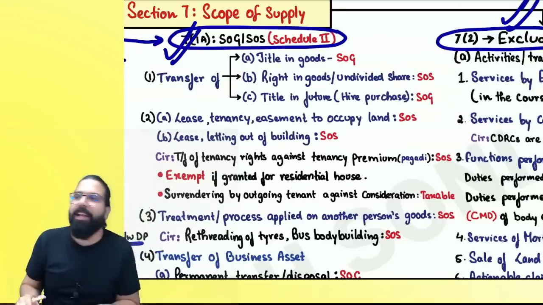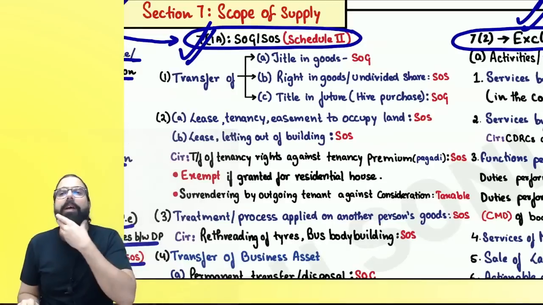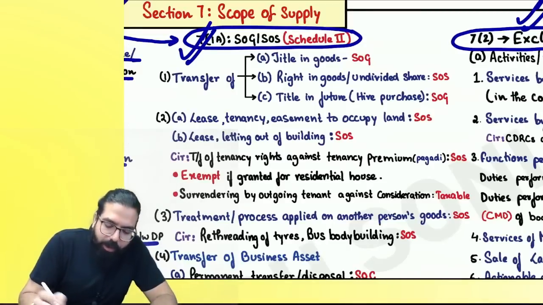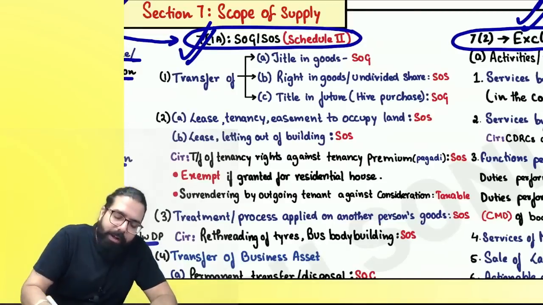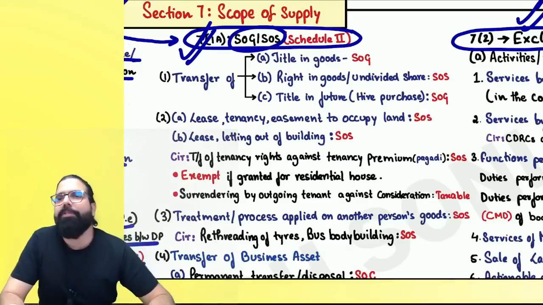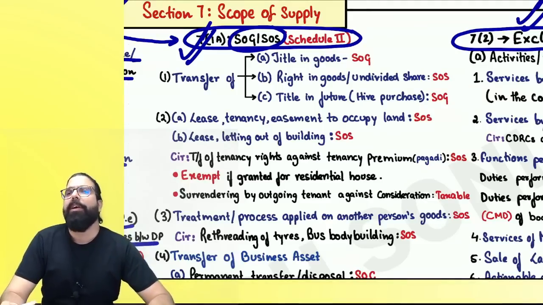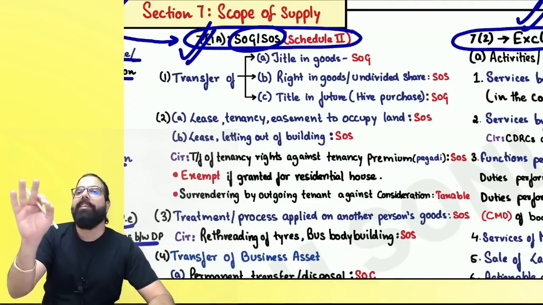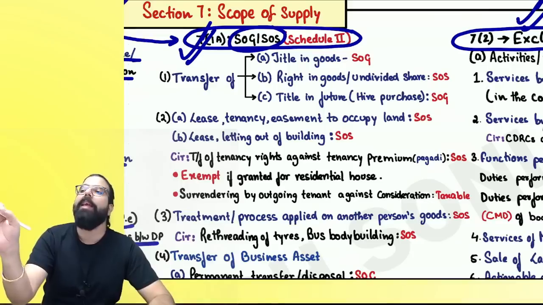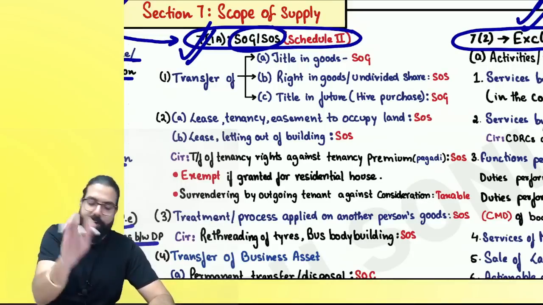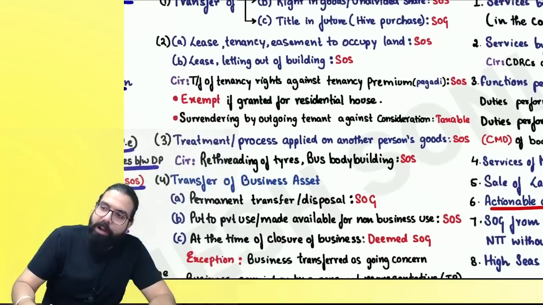Section 7.1AA, supply of service. Section 7.1, capital A, supply of goods or supply of service. They have told us that whenever something first of all falls in section 7.1 A, B, AA, B, or C, it is supply. You have to further see whether it is supply of goods or supply of service.